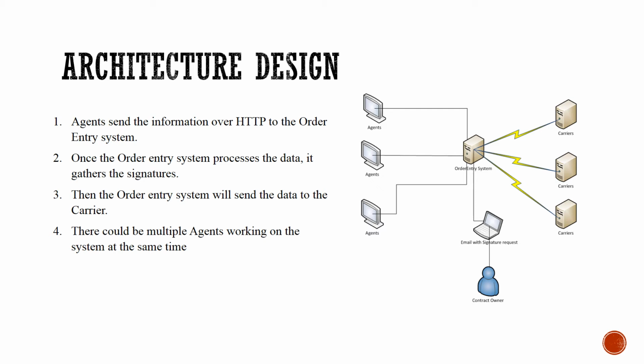Then the order entry system will send the data to the carrier. At this point, this means that we're actually going to need to allow the carrier access to some of our data stores in order to receive all the data they need. And there could also be multiple agents working in the system at the same time.